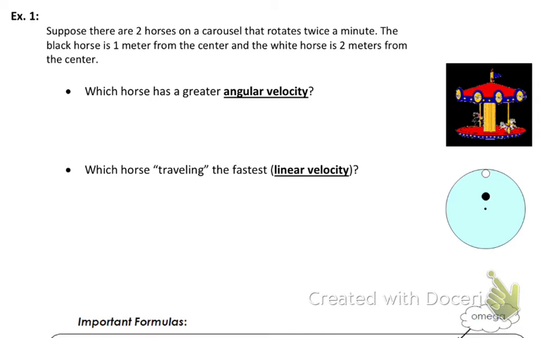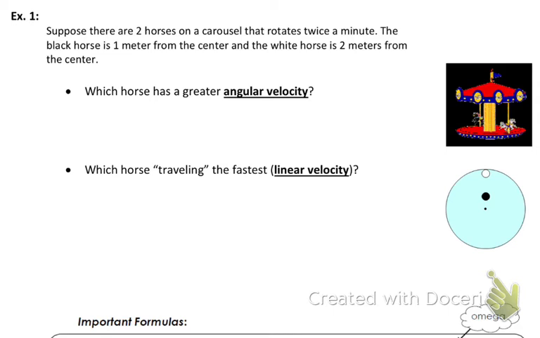All right, the black horse is 1 meter from the center. It doesn't matter, it's just close to the center. The white horse is 2 meters from the center. Once again, all I really care about is there's a black horse close to the center and a white horse far away from the center. Now, the first question is, which horse has a greater angular velocity? Now remember, angular velocity is how many rotations you can do over a given time. What does this problem set up as our angular velocity?